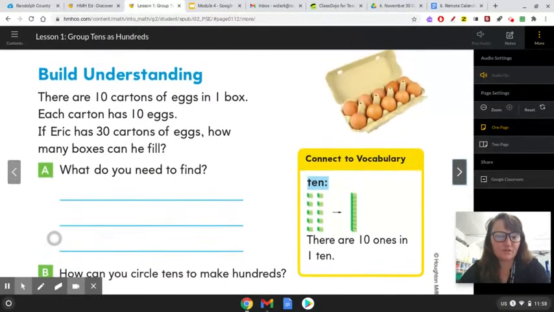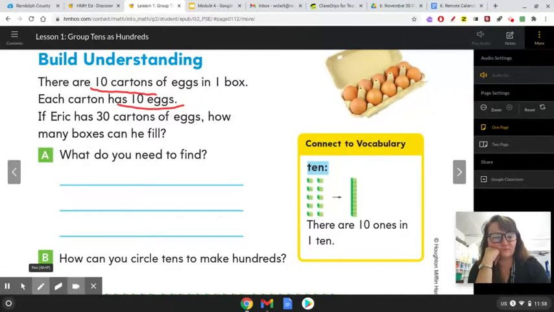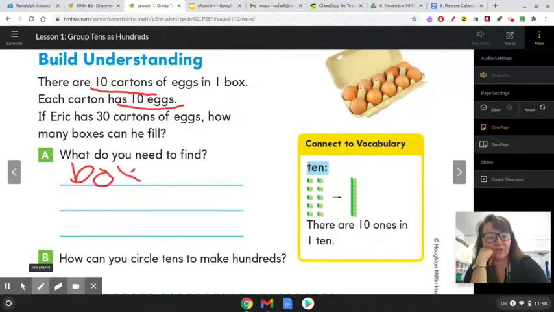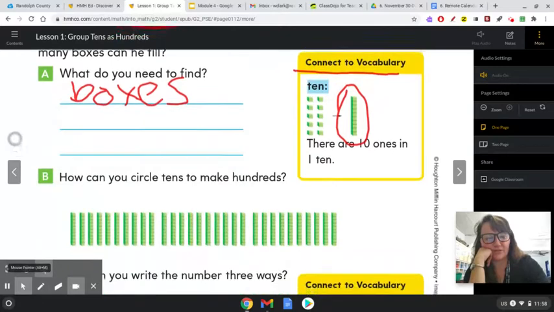Well, first of all, we need to underline our important information. There are 10 cartons of eggs in one box. Okay? But each carton has 10 eggs. All right. So what do you need to find? The amount of boxes. I'm trying to find boxes, right? So look over here on this side, the connective vocabulary. 10 ones is equal to 1 ten. There are 10 ones in 1 ten. Bingo. All right. So now we need to find out how many boxes.